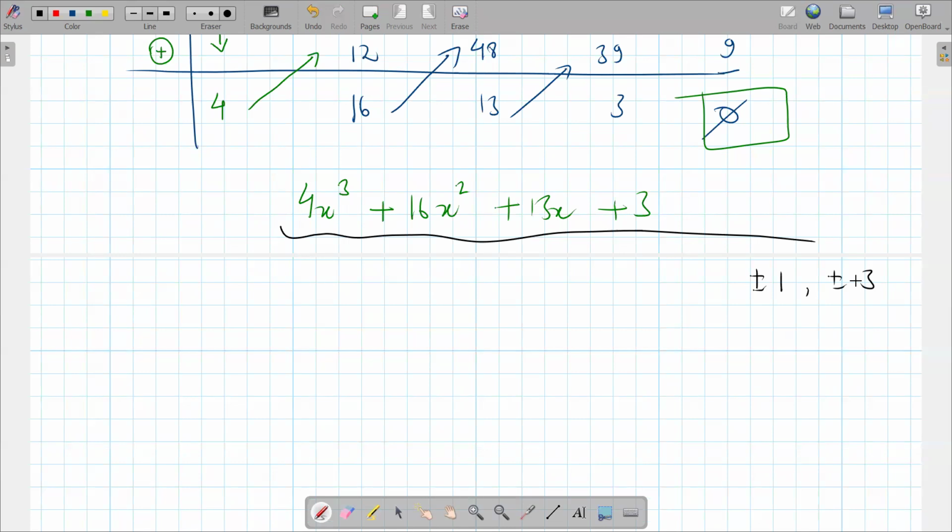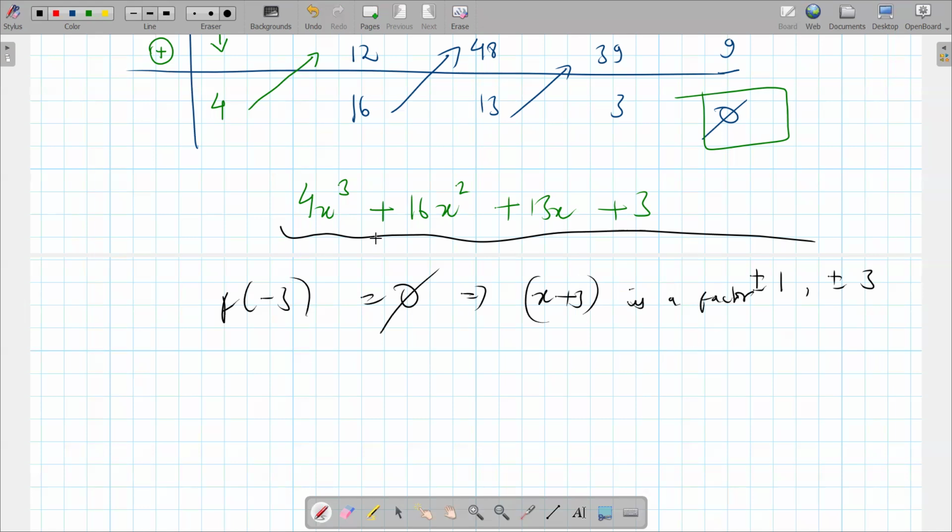Nope. Let me try plus 3. Minus 1 didn't work. 9 plus 13 times 3 plus 3. Let me try minus 3. I mean, that has to work because that's the last one remaining. Yeah, so minus 3 works. So that means our factor is x plus 3.